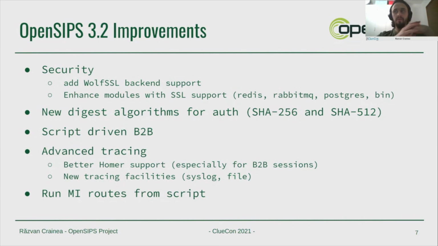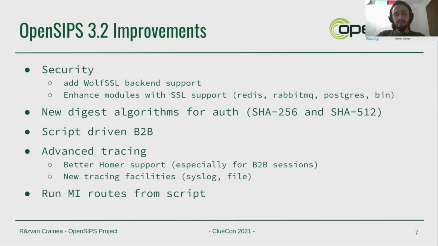For example, if you have several legs of the same call, for example, if you get a call from the customer, pass it to a core, and then get back the resulted call, and you want to correlate all these in a single Homer instance, you can easily do that using some script helpers.